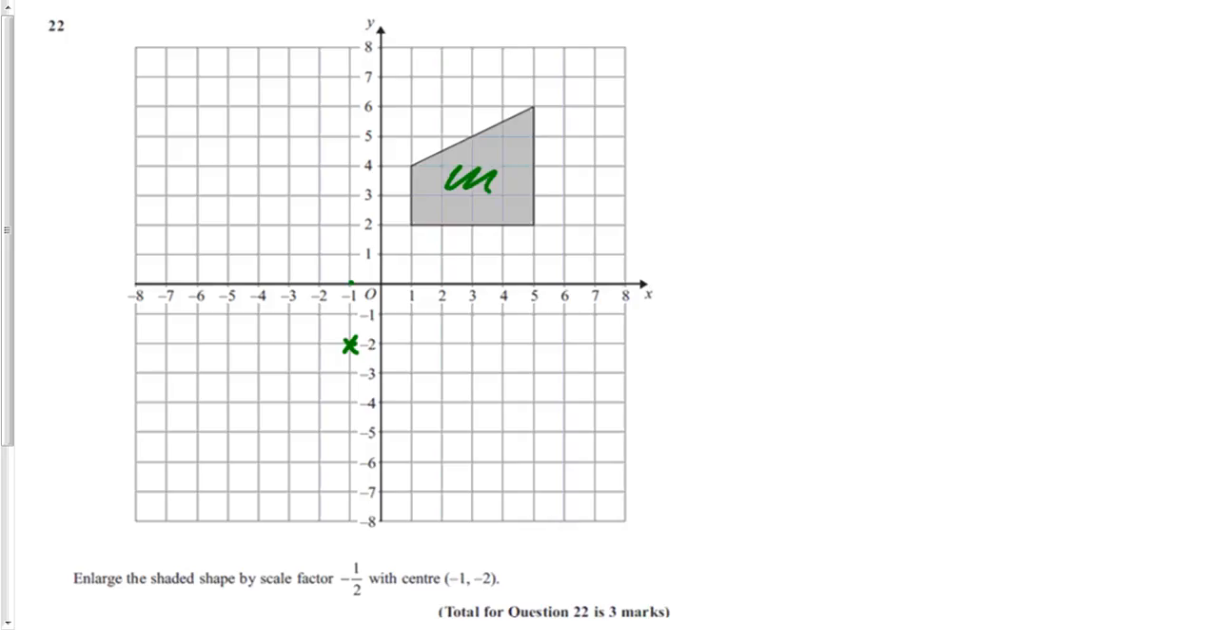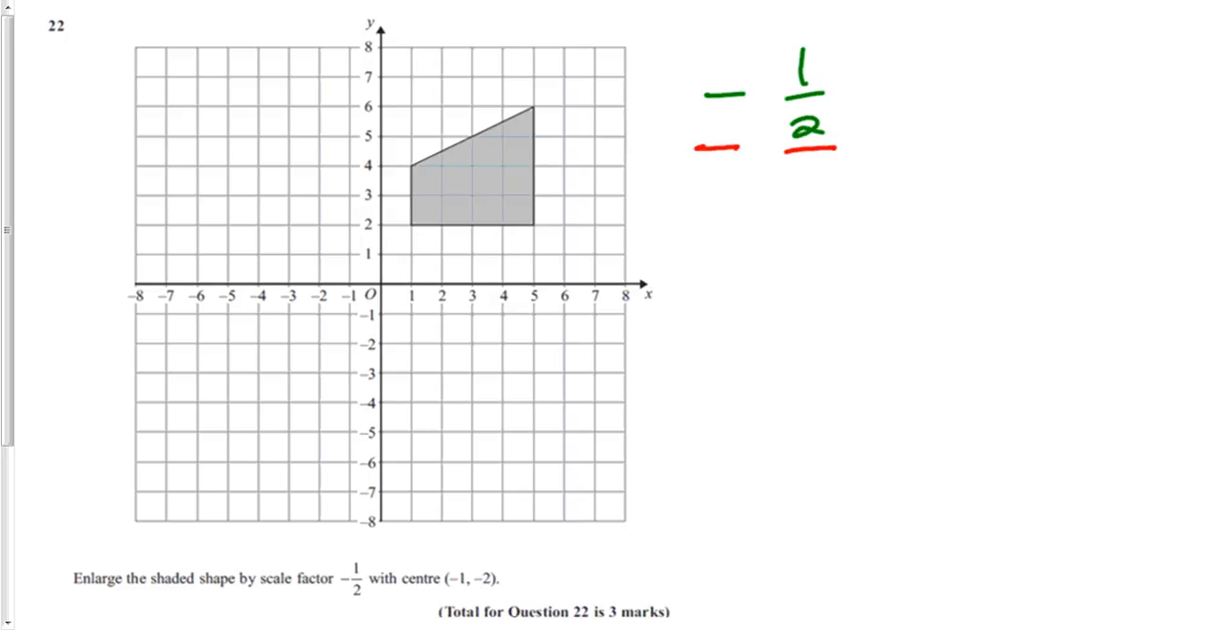Now, we take the scale factor of -1/2 in 2 parts. The first bit, minus, means that we do the opposite. So for instance, if we count from our center to this point here and we go right and then up, when we enlarge it, we're going to go the opposite, so we're going to go left and then down. And the half just means that if we were to count two across and then 10 up, we'd halve that and count 1 across and 5 up.